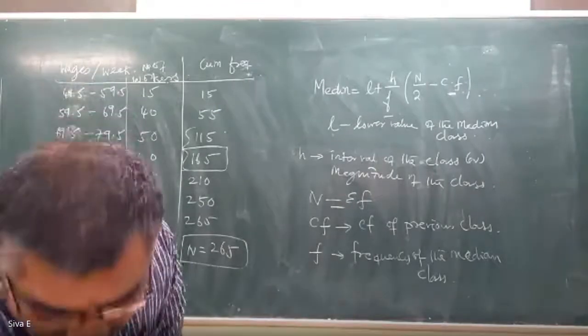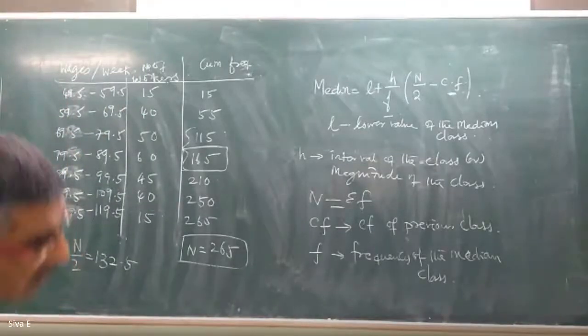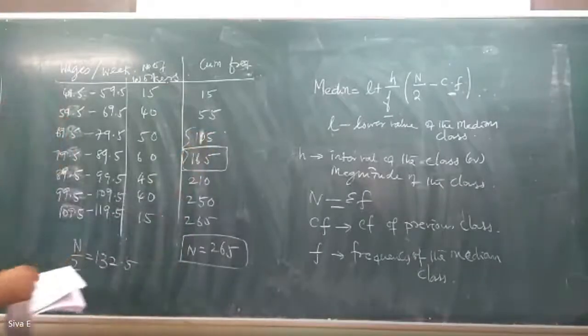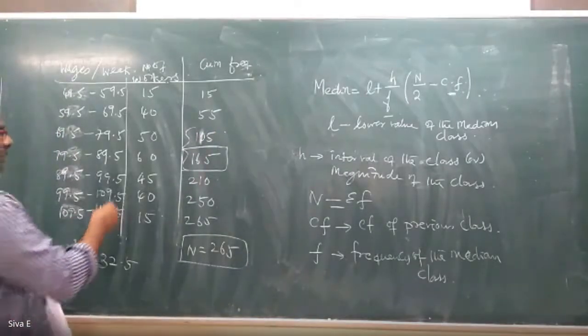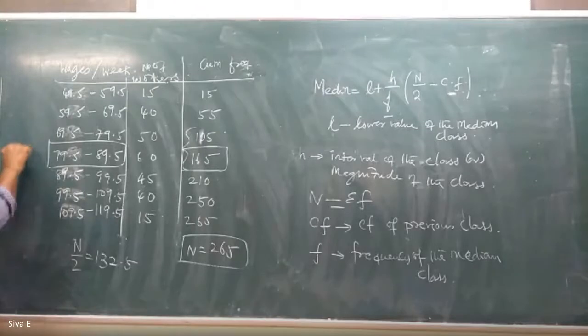Write down: 79.5 to 89.5 is the median class. Correction: it is not 115, it's 105 to 165. So 132.5, the next highest value is 165. So here 79.5 to 89.5 is the median class.